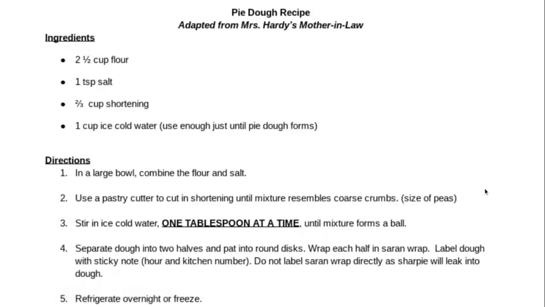So here is a pie dough recipe, and I'll throw it in the classroom today. This is the pie dough recipe that I use in class with you guys. It comes from my mother-in-law actually, but let's just look at those ingredients. So to get pie dough, it's literally flour, salt, shortening, and ice cold water. Okay, that ice cold is really important. So four ingredients, very, very simple.